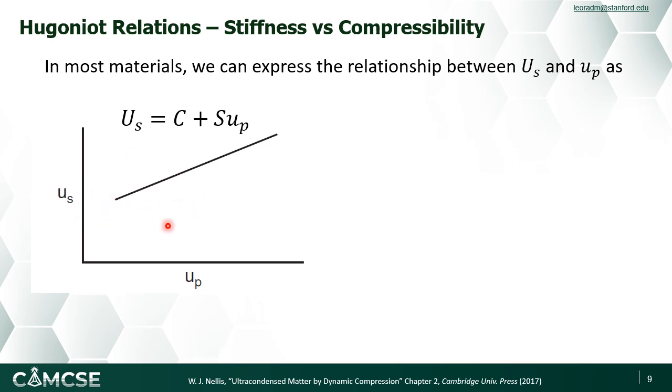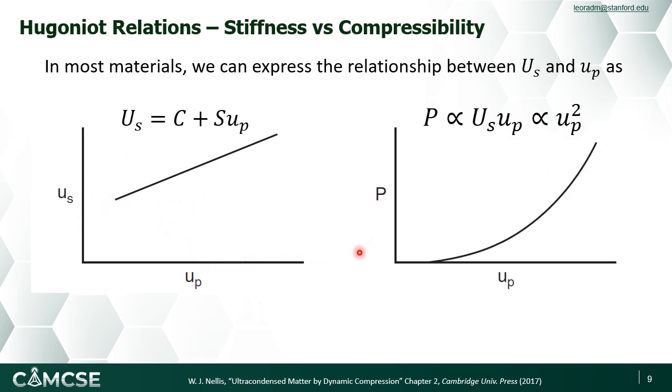So ultimately we have this response here that we can correlate the shock and particle velocities so long as we have these constants well defined. And we can see that the pressure is actually proportional to US times UP, which if we now plug in our equation for US, we see that's proportional to about the particle velocity squared.